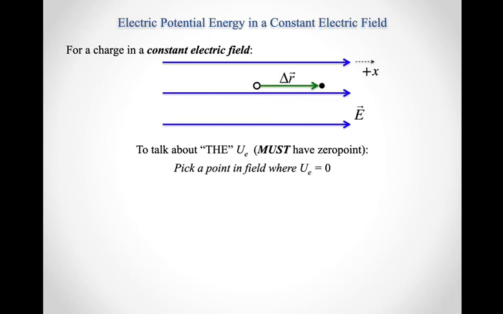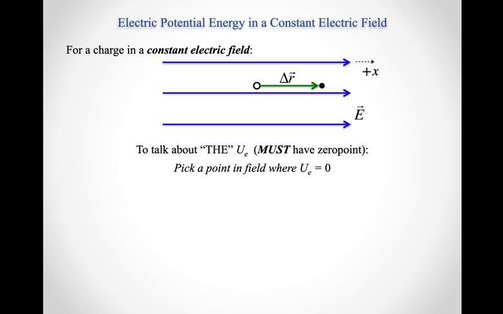Now, we will often talk about the electric potential energy of the charge. And again, what that means is the electric potential energy of the charge relative to the point in the field where the electric potential energy equals zero. We never say all that, but it's always what we mean. So the electric potential energy is always a statement relative to the 0 point. The nice thing about the 0 point in a constant electric field is it works just like the 0 point did for gravitational potential energy in a constant gravitational field. We can pick where we want the 0 point to be.